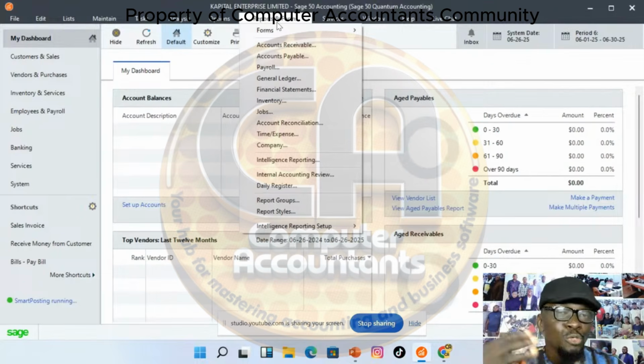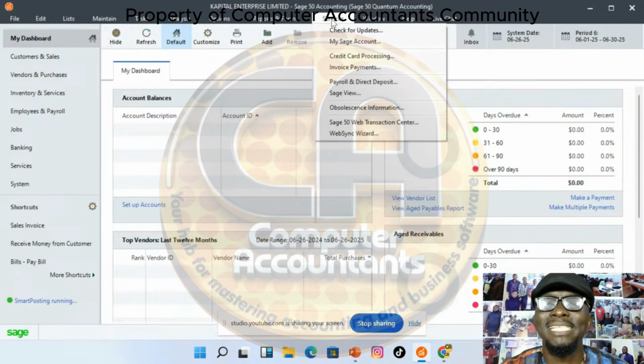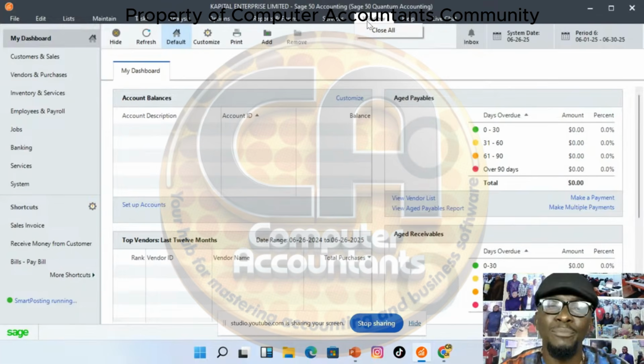Now, it might look small to you, the tabs can look small to you. Sage 50 has more than 125 different reports. So you have more than enough reports in your hands to make good business decisions. So this is their business online. Windows, I'm just on one window, help, live chat, and the rest.